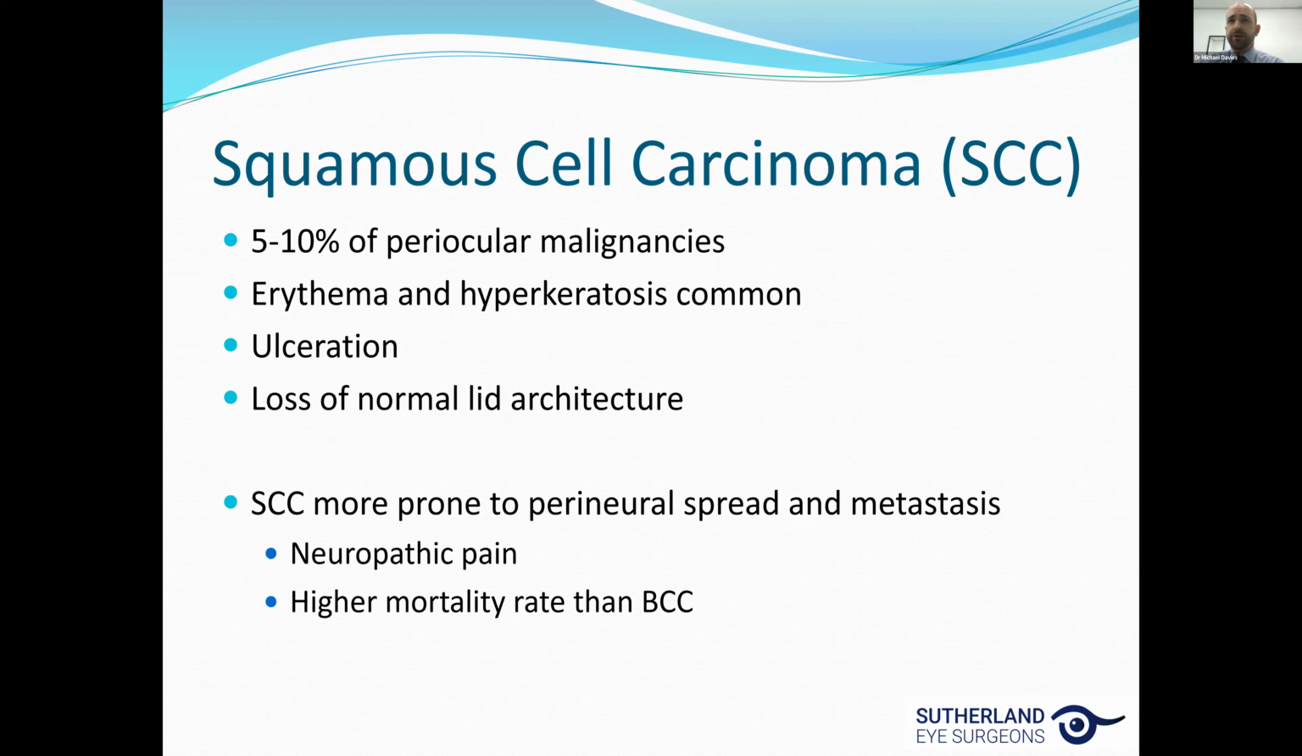SCCs are much more prone to perineural spread and metastasis. So neuropathic pain is classically associated with SCC. And because they tend to spread along those pathways, there's a higher mortality rate than with BCC.